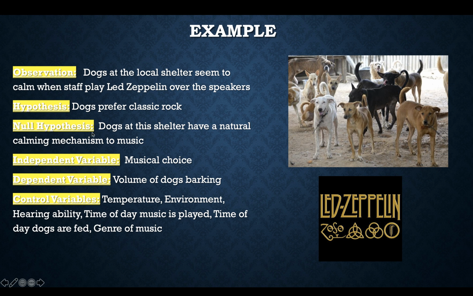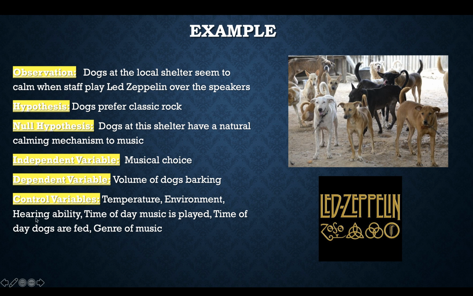So let's say that your results are negative. That would mean the dogs at this shelter just have a natural calming mechanism to music. Okay, so now let's look at our independent variables. The independent, remember, that's what you change as the scientist. It's what you can manipulate. And here, that's going to be the musical choice, right? What music you play, that's you changing something. The dependent, remember, that's what you are measuring. So in this case, it will be the volume of the dogs barking, right? Have they really calmed? Let's make sure we measure that. Because maybe it's just the staff being wishful that the dogs like Led Zeppelin. So we need to quantify that. We always need to quantify something through our measurement.